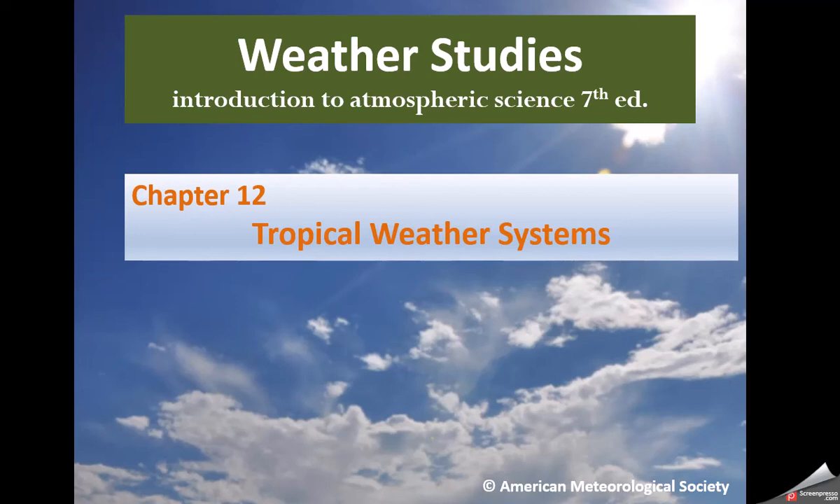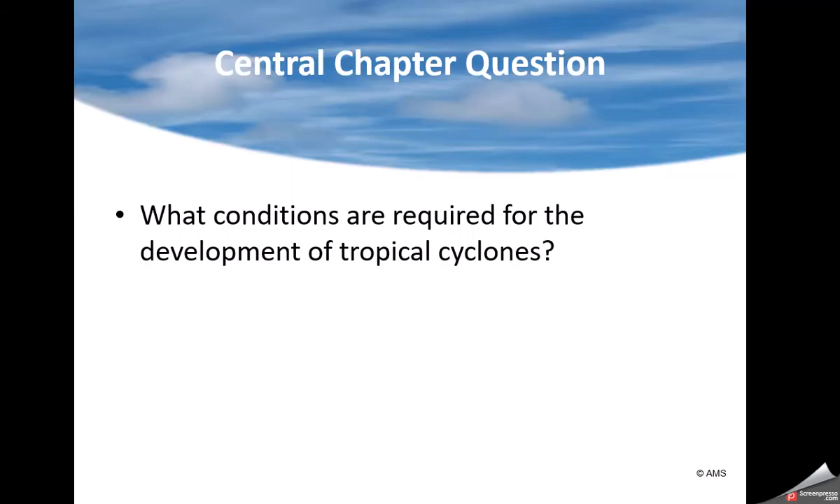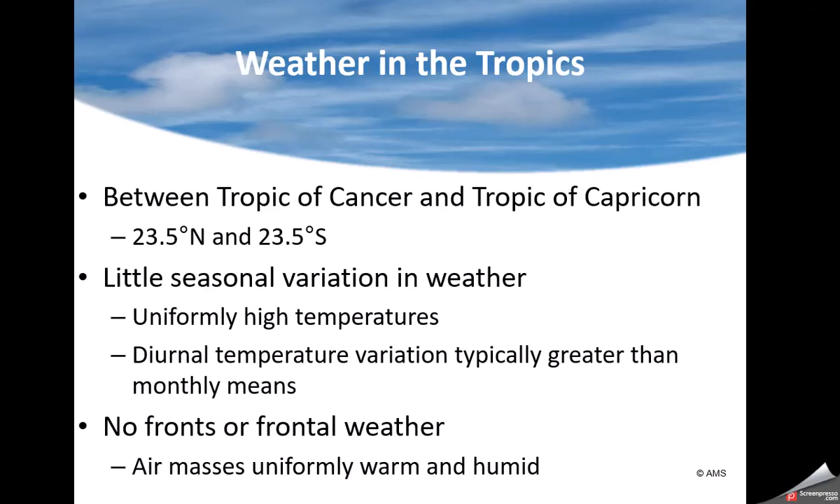Okay, this week is tropical weather. So we're going to deal with conditions that are in the tropics, basically where no fronts really occur. And with that, the main focus will be on tropical cyclones. The weather in the tropics is anywhere that the sun directly moves overhead. So that's basically 23.5 degrees north, 23.5 degrees south.